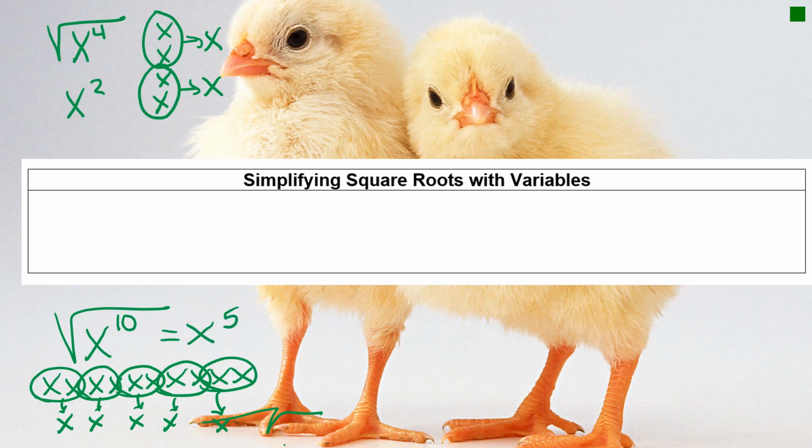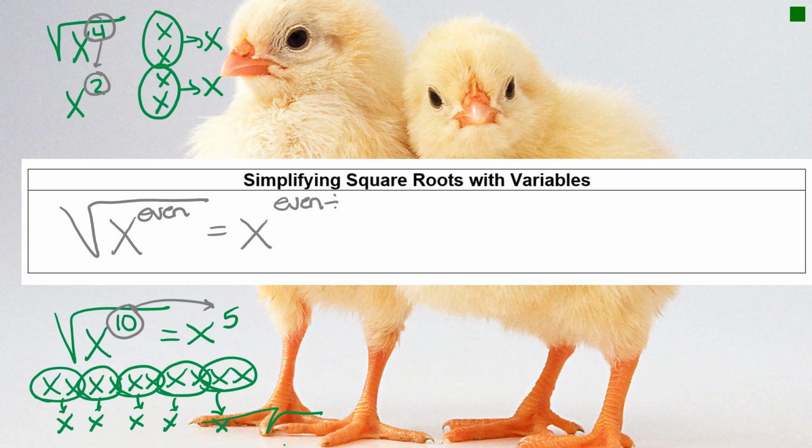What do you notice about the original power and when I take the square root? 4 becomes 2. 10 becomes 5. It's just divided by 2, isn't it? So if you have the square root of an even power, the answer is just that even power divided by 2. Now here's where the problem comes in.